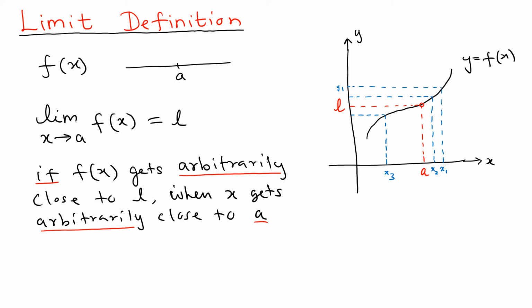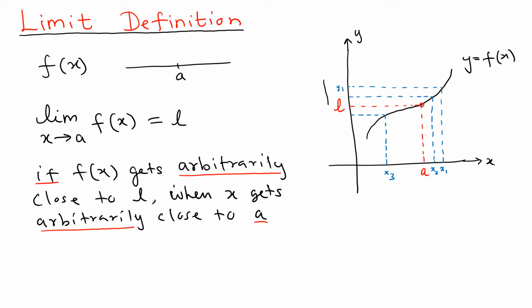A neighborhood means the values close to L. So we're going to pick a neighborhood of L. Mathematically, we pick an interval. We go what we call an epsilon distance from L on the y-axis. We start with L and go epsilon distance both ways.